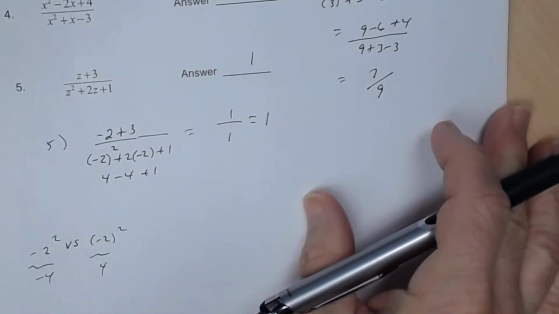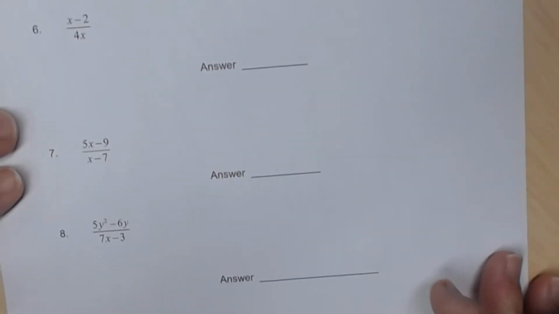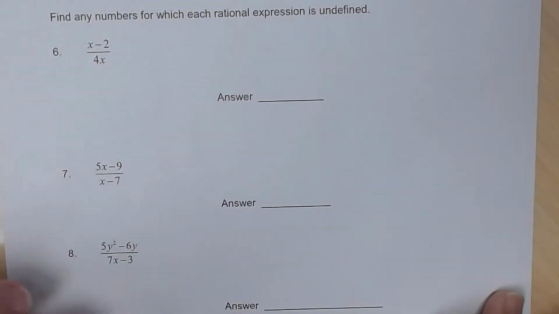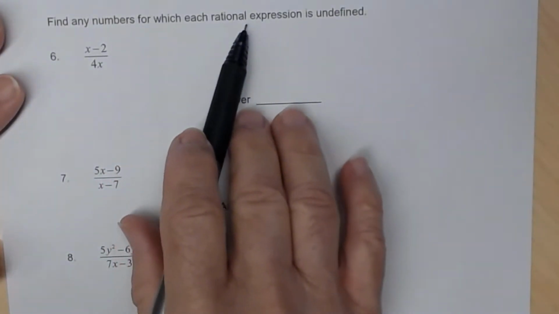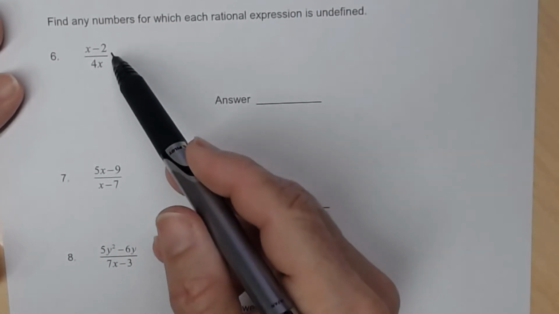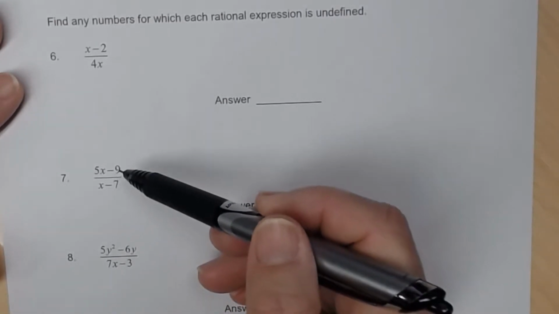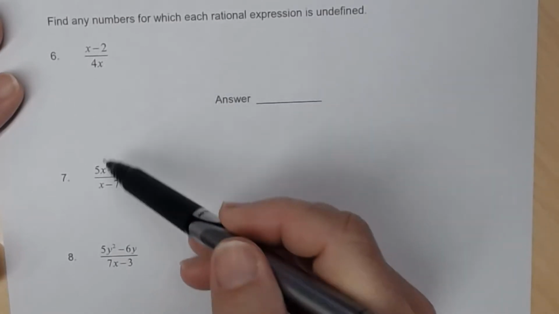That's the first page. The second page, with regards to these rational expressions, is that you also need to know how to determine where a rational expression is undefined. All right, so these are all rational expressions, a polynomial divided by a polynomial. These are all rational expressions. And you want to find out where each of these is undefined.